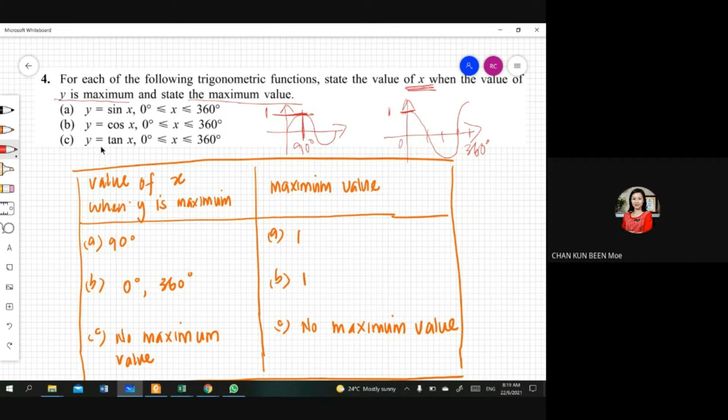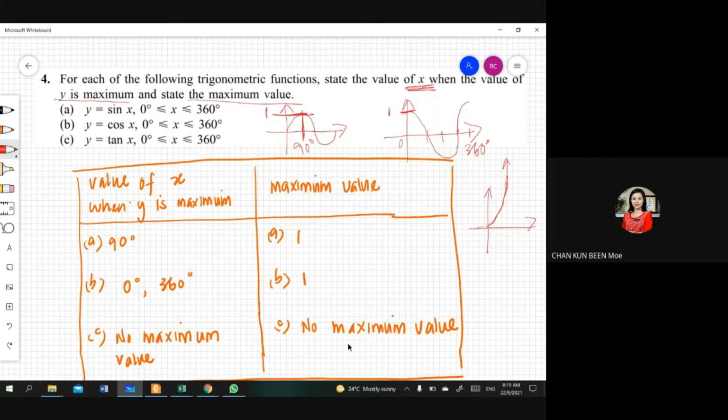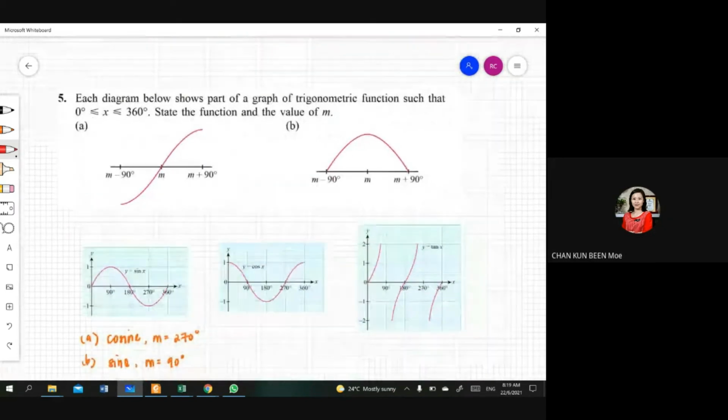Okay, and then for y equal to tan x, what is the value of x when y is maximum? You remember for tan x, it's like this, right? It's going up. So when y is maximum, it keeps going up. We don't know what it is. So there's no maximum value at all. And then what is the maximum value? Also no maximum value.